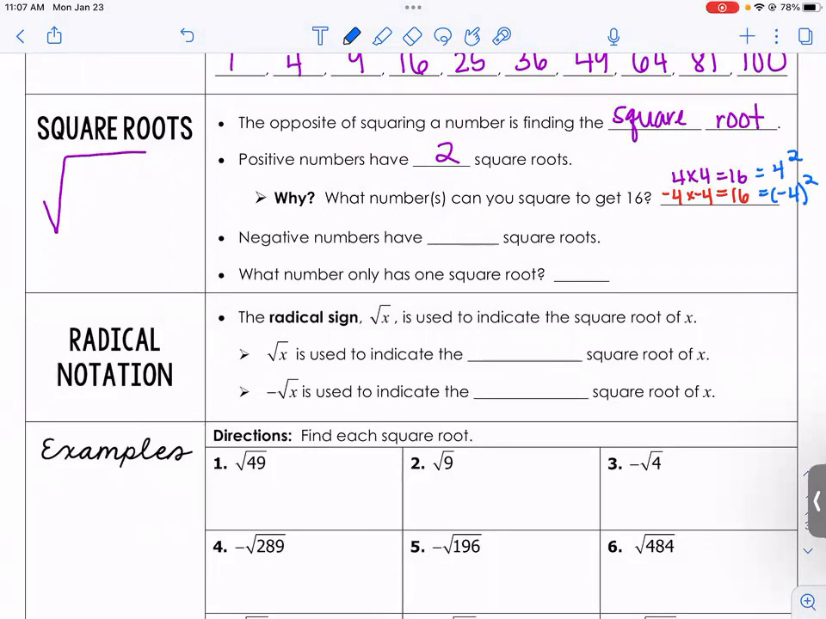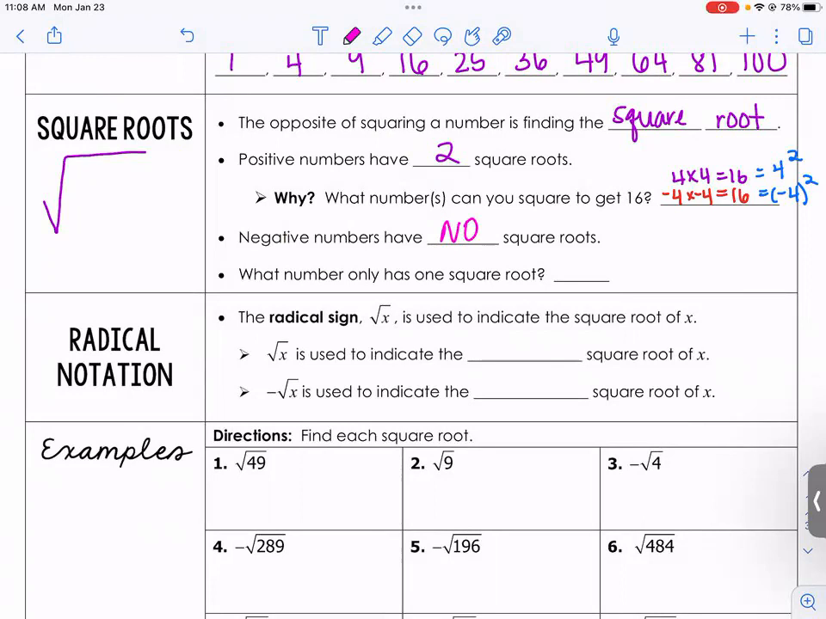So all positive numbers have 2 square roots. Now, negative numbers. Can I multiply a number times itself and get a negative number? No. So negative numbers are not going to have any square roots.